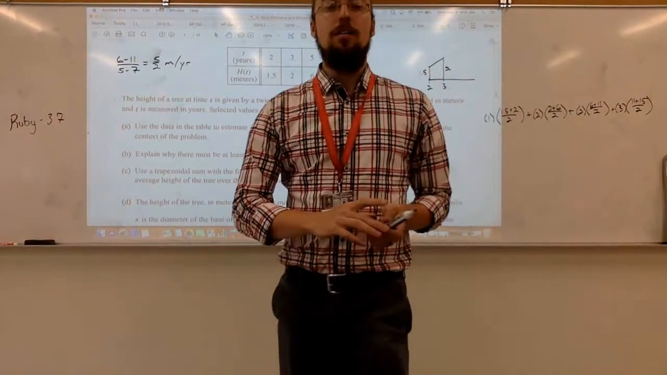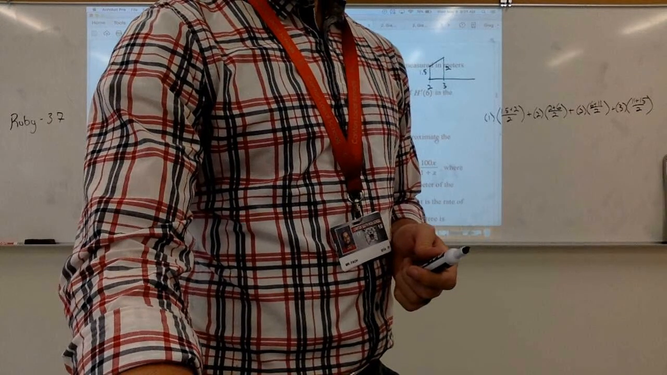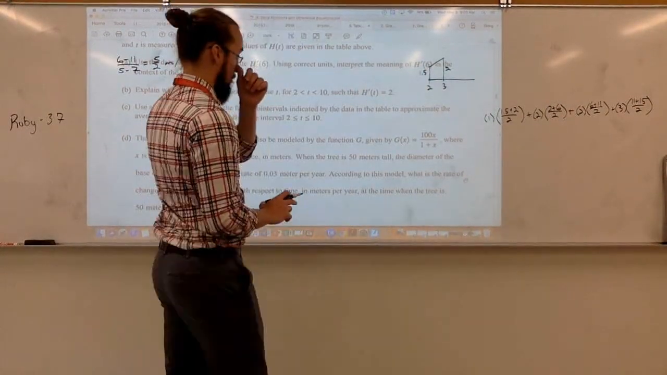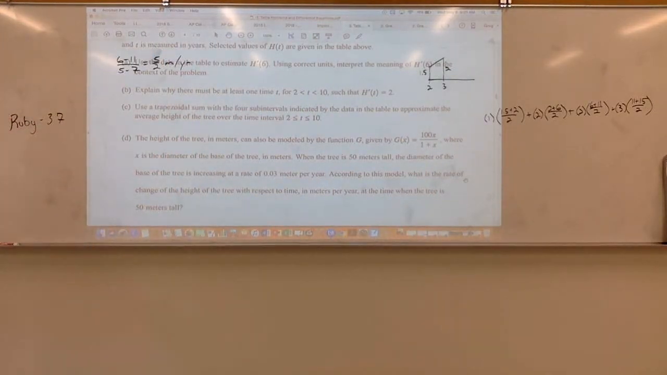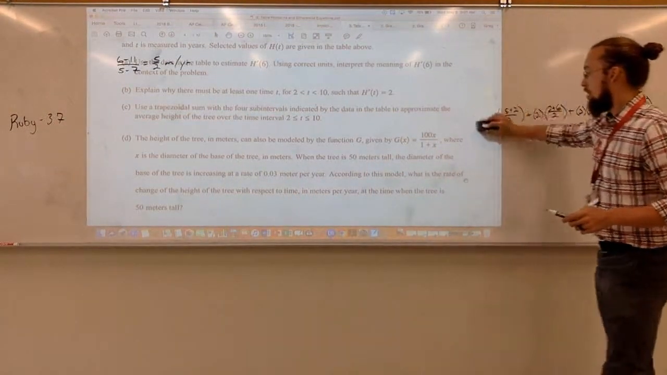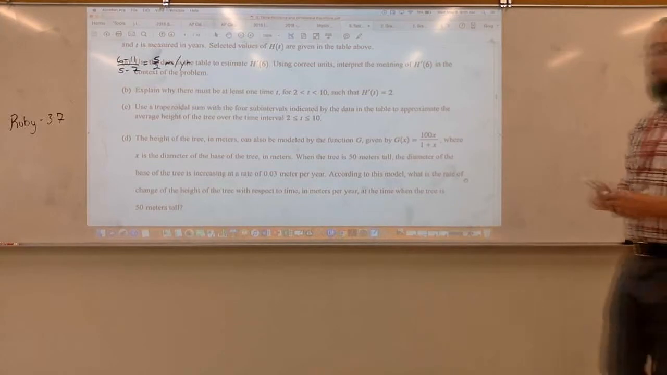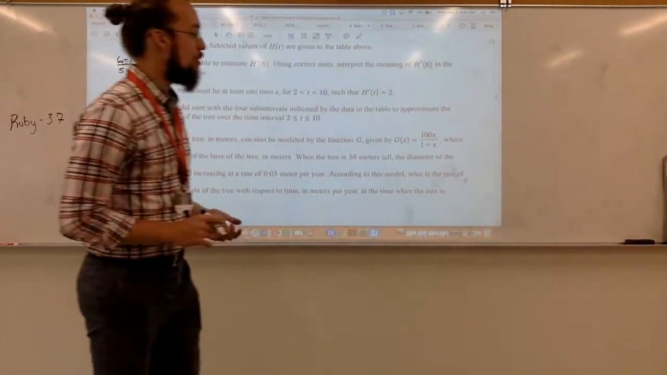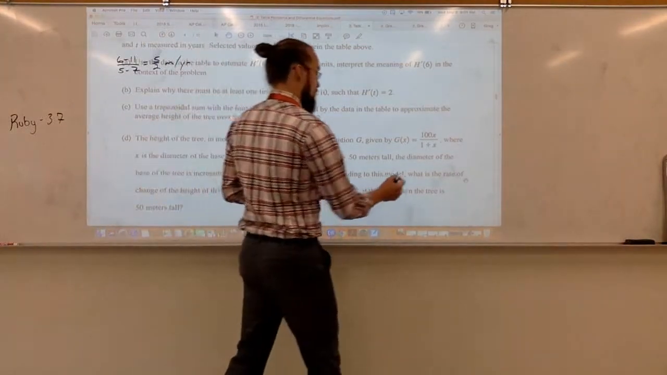Part D then says, well, we can actually model the height of the tree by this function, 100x over 1 plus x, where x is the diameter of the base of the tree. When the tree is 50 meters tall, the diameter of the base of the tree is increasing at a rate of 3/100ths of a meter per year. According to this model, what is the rate of change of the height of the tree with respect to time when the tree is 50 meters tall?